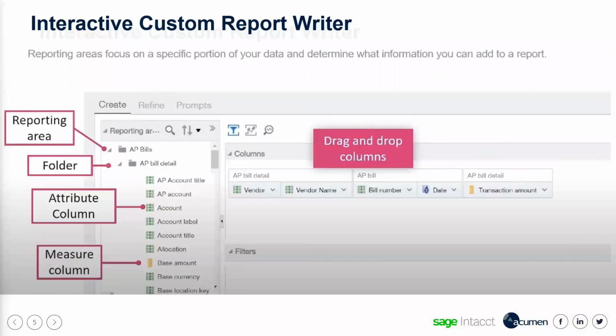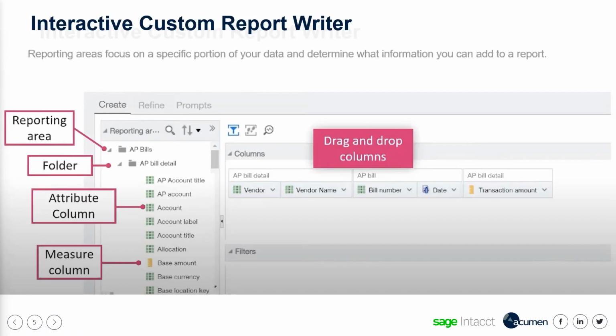Before we actually get into the product itself, I want to talk about a few of the different components or pieces or areas of the tool so that we can better understand some of the terminology. So when I'm building a report here, and we'll go through this and you'll see this when we build some reports and run some reports together, first we have what's called the reporting area. And think of that as a library of data.